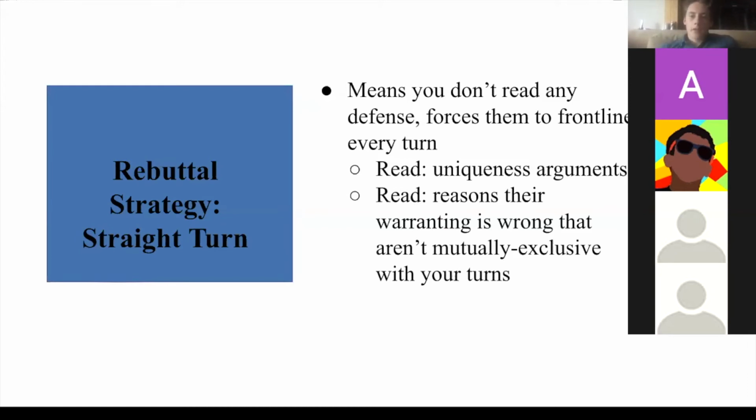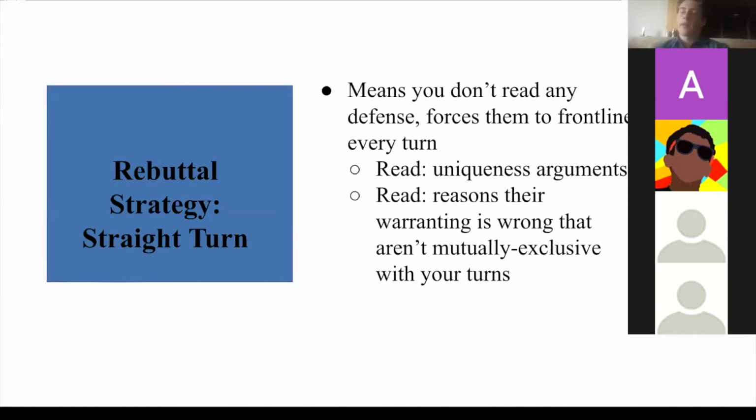All right, so now the next thing that you want to do is read reasons why their warranting is wrong that aren't mutually exclusive with your turns. So what I mean by this is that you can critique a team's warranting so long as you're not critiquing their warranting for why their link exists and then doing a link turn.